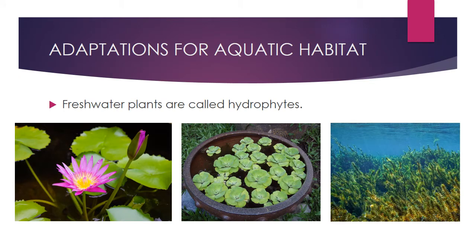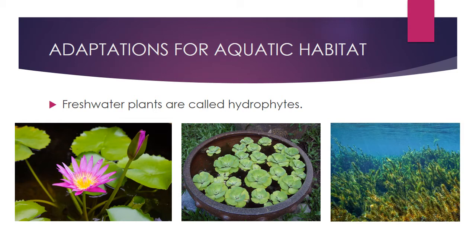The plants that grow in fresh water are known as hydrophytes. So aquatic habitat consists of two types of water. It can contain fresh water or it can also contain salt water. Saltwater habitats are also known as marine habitats. So the plants that are basically growing in fresh water are known as hydrophytes.